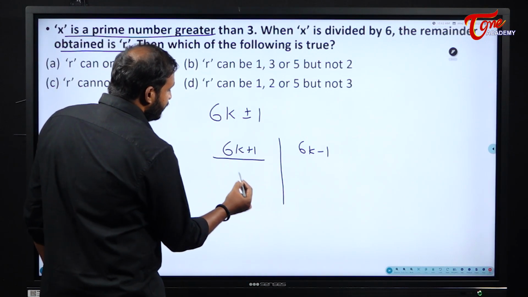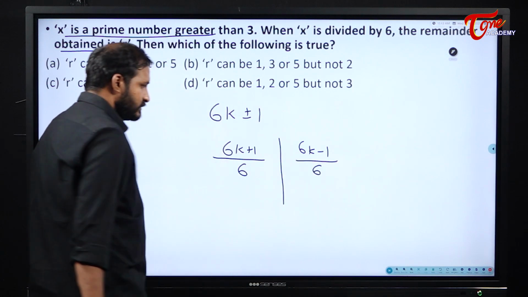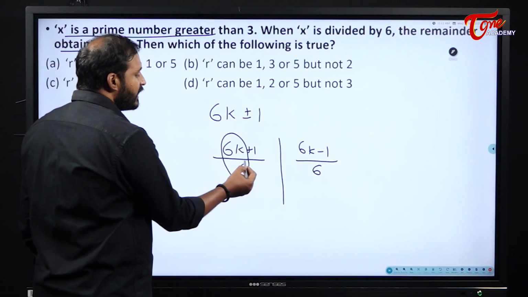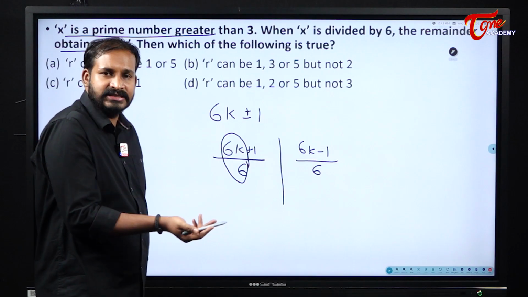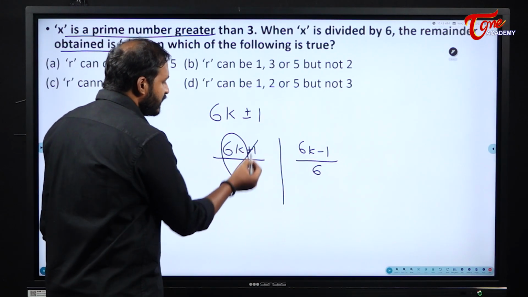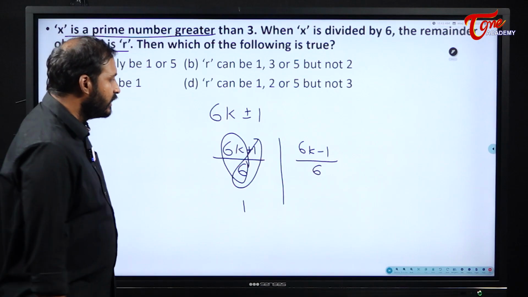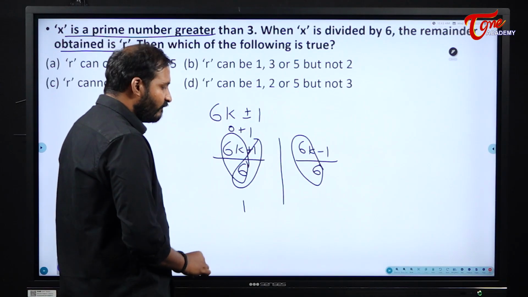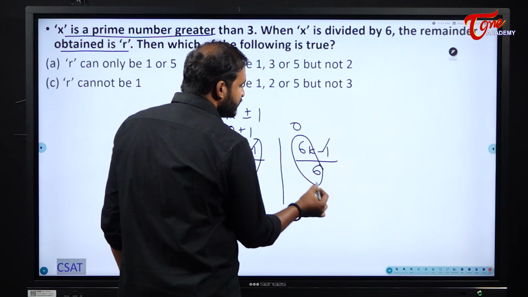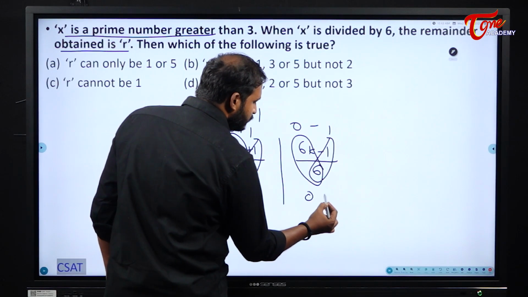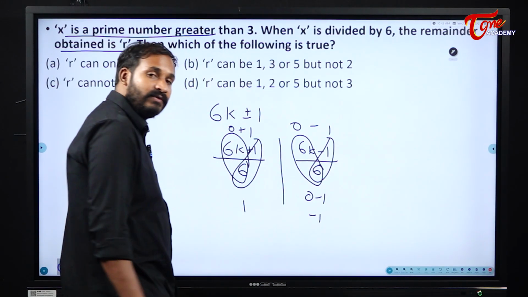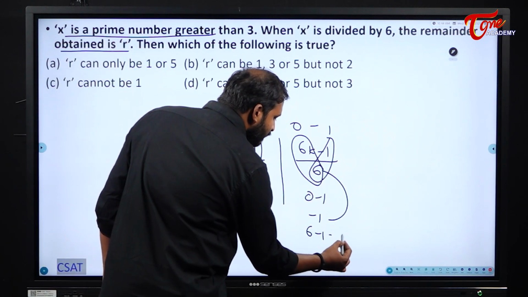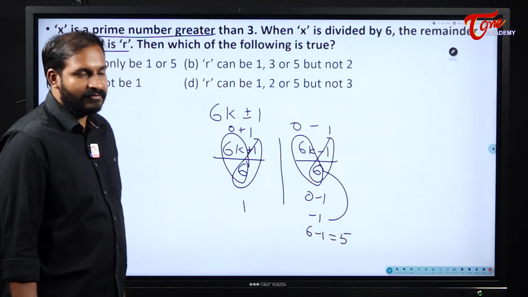Now, these numbers are divided by 6. So, please try to observe the remainder. 6k by 6, what will be the remainder? 0. Why? Because 6 will be cancelled and it is a multiple. And 1 by 6, what is the remainder I will get here? 1. So 6k plus 1 gives remainder 1. Next, 6k by 6, the remainder is 0, and 1 by 6 gives 1, so 0 minus 1. Why? Because here it is minus, right? Will we write our answer in minus? No. So for that I will do 6 minus 1 and write my remainder as 5.